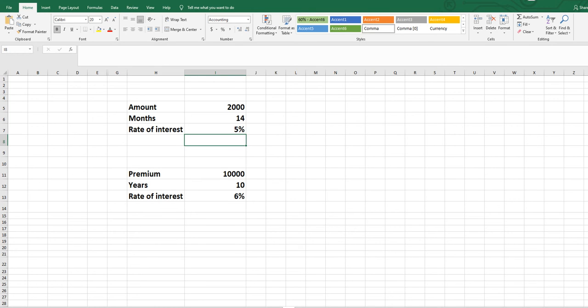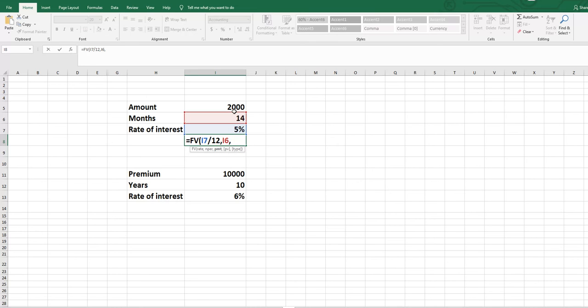So keep in mind again, the formula starts with an equal to sign. Here we are using the future value, so you have to write down FV. You can write it in either lowercase or uppercase, then double click, and first is the rate. So you have to click here on the rate, and you can see these are months. That is why we have to convert this rate into months by dividing by 12, and then you have to put a comma, months are 14, and then again a comma, there is no need for the PMT.